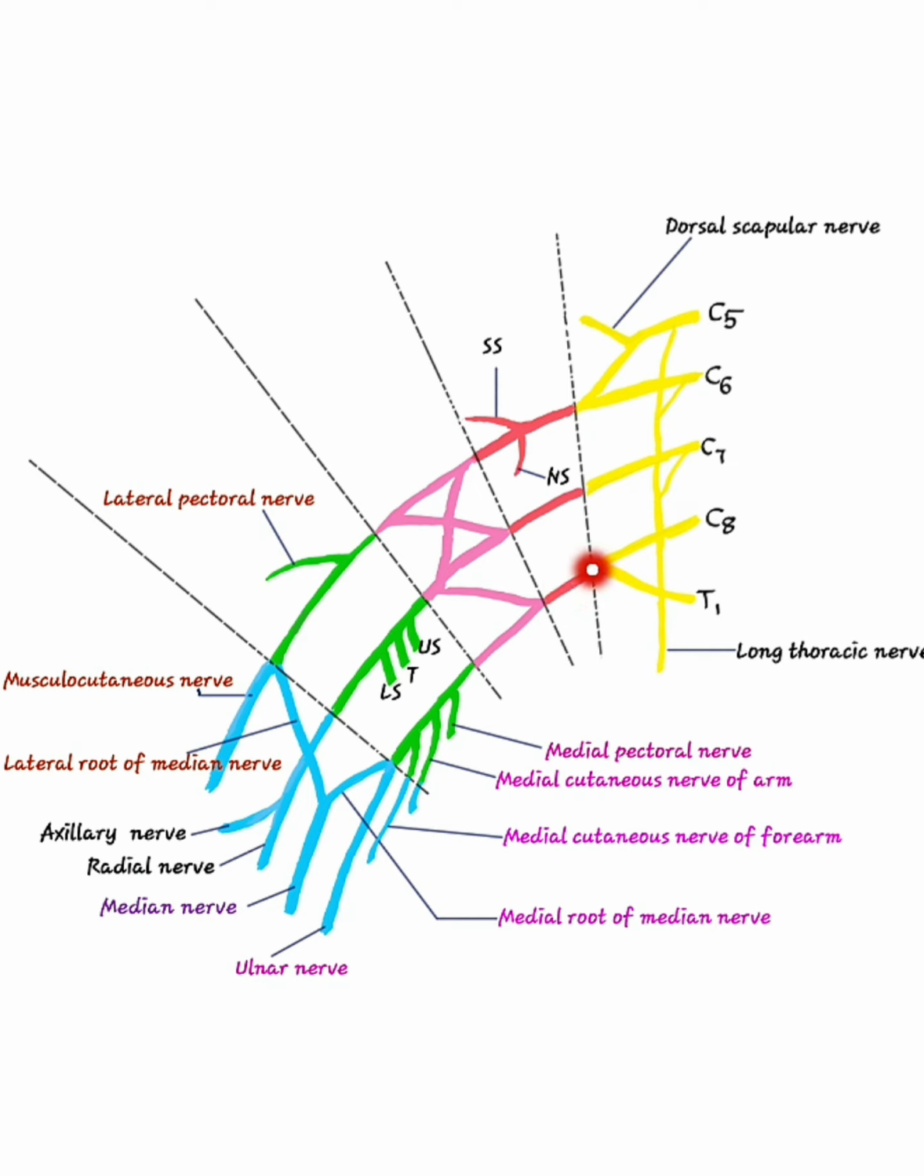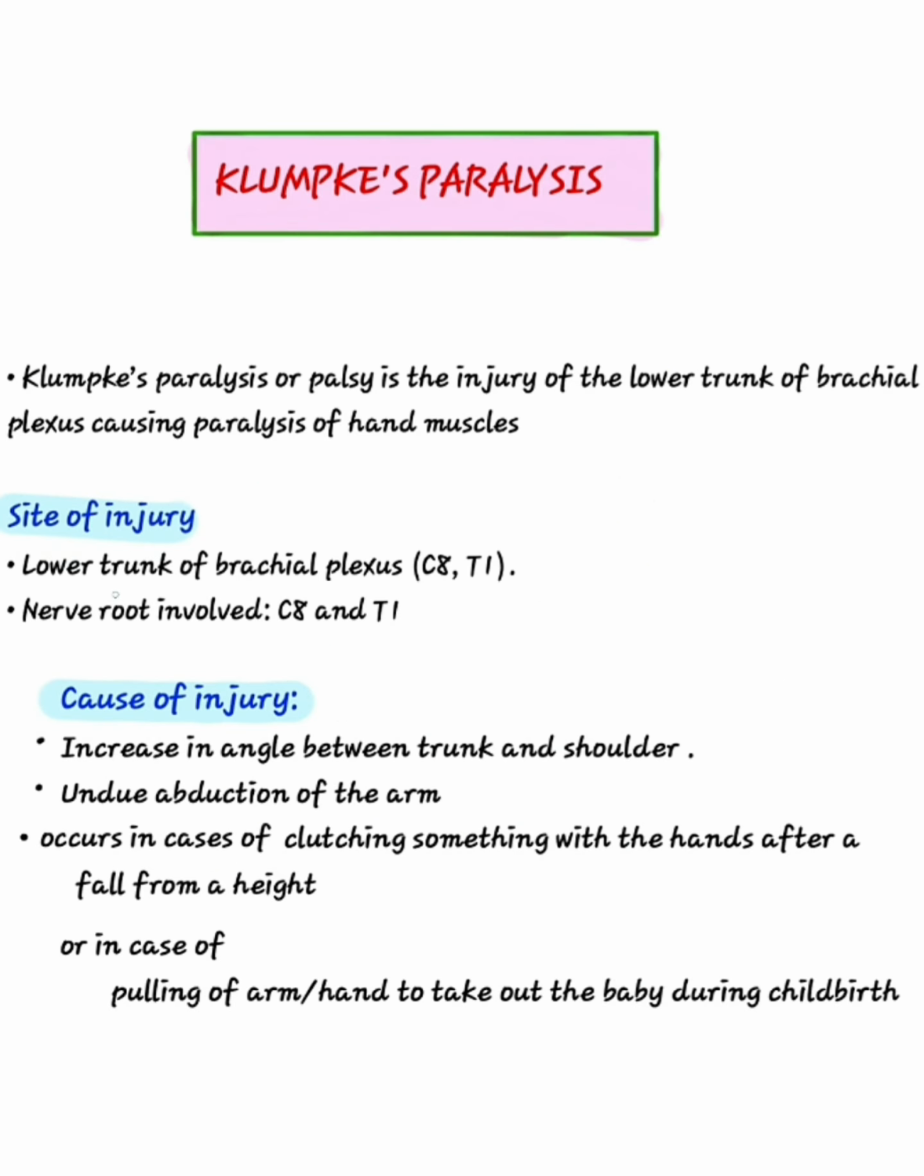C8 and T1 nerve roots join to form the lower trunk of brachial plexus. Injury to lower trunk of brachial plexus produces Klumpke's paralysis. Site of injury: lower trunk of brachial plexus. Nerve roots involved: C8 and T1. Mainly T1 is involved, partly C8 is involved.